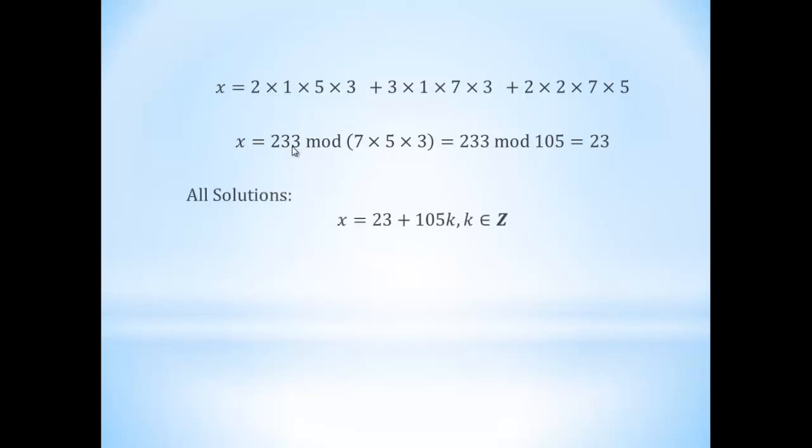This can be simplified, of course. Multiplying and adding, we get a total of 233. It turns out that the smallest solution can be found by reducing this modulo 7 times 5 times 3, the 3 moduli in the congruences we're trying to solve. Doing that, we get 23. All solutions then have this form: 23 plus anything that's congruent to 0 modulo 105, and so this is our full set of solutions.